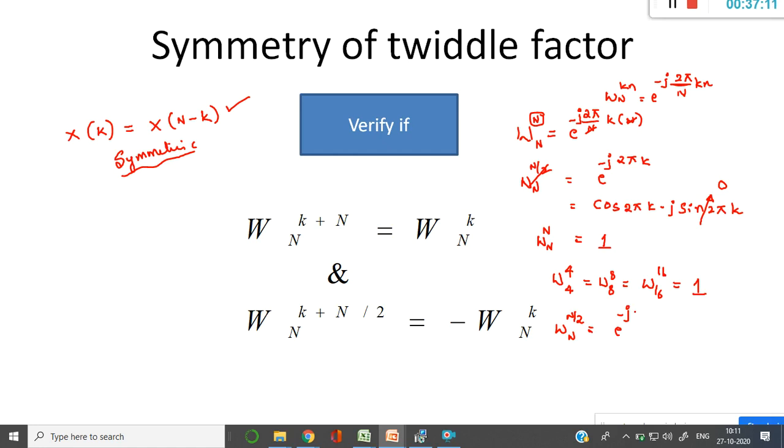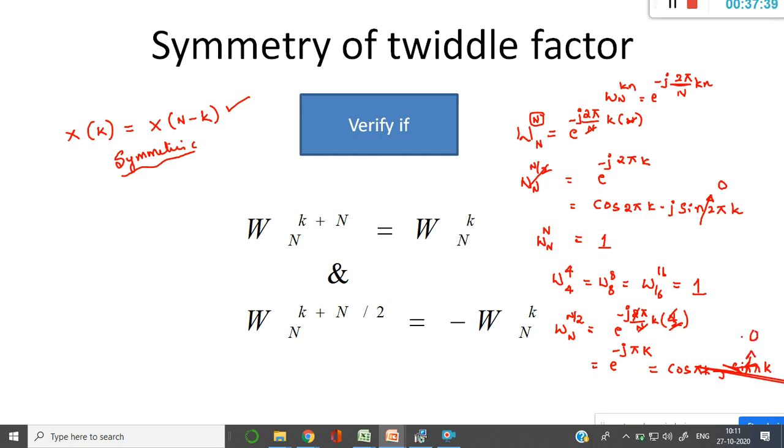Now just apply n by 2 in place of small n, that is e to the power of minus j 2 pi n k over n, where n here is n by 2. This 2 and this 2 get cancelled, n and n get cancelled. What are you left with? e to the power of minus j pi k. Am I right? Yeah. Now if you expand, this is very simple: cos pi k minus j sine pi k.